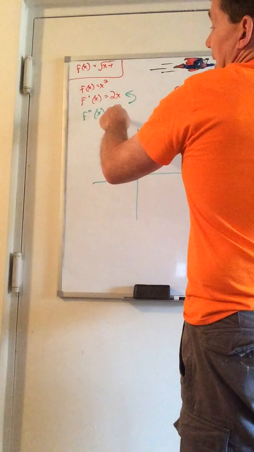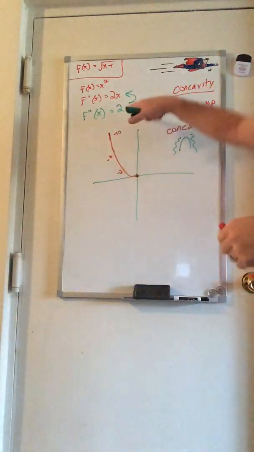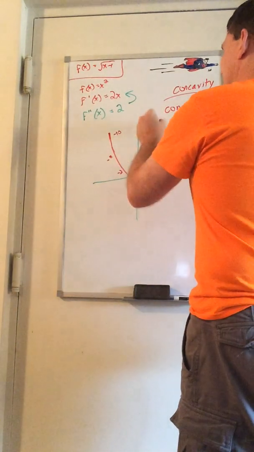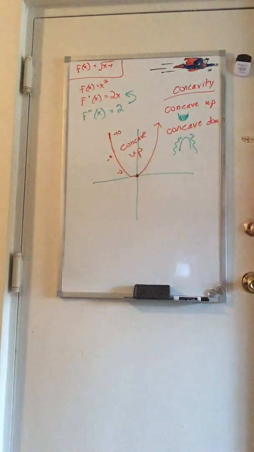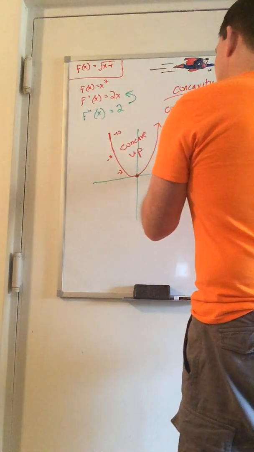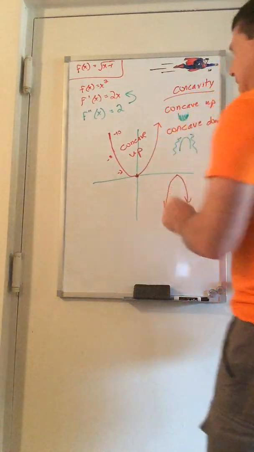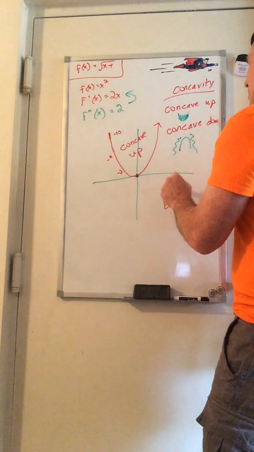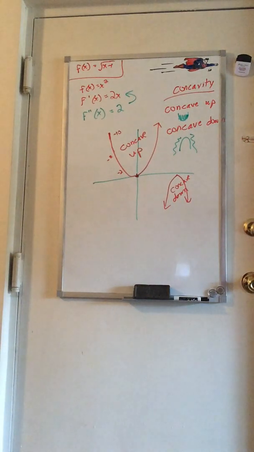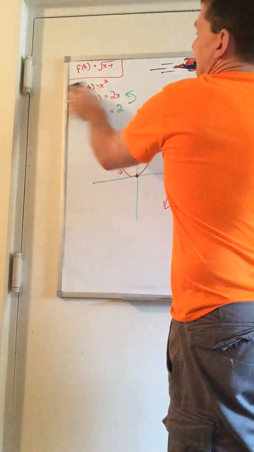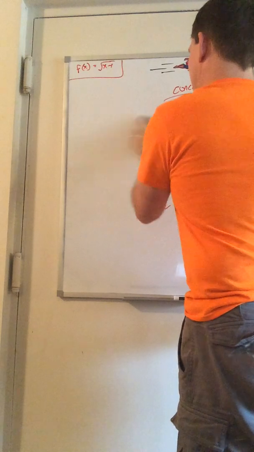Now it looks like if the second derivative is positive, my graph looks like this. It's concave up. Logically, then, we would assume if my graph looks like that, which is concave down, then the second derivative should be negative. So test it. We'll actually do the easiest one I can think of.